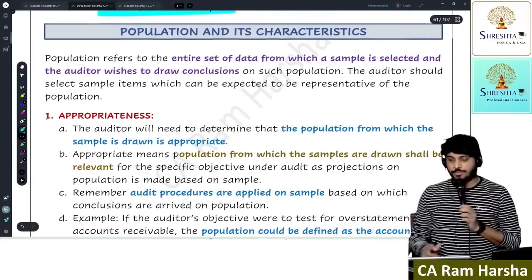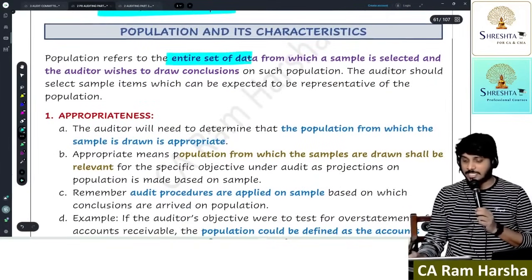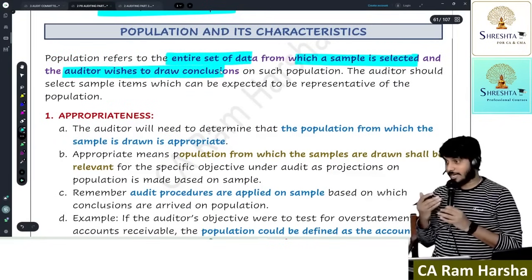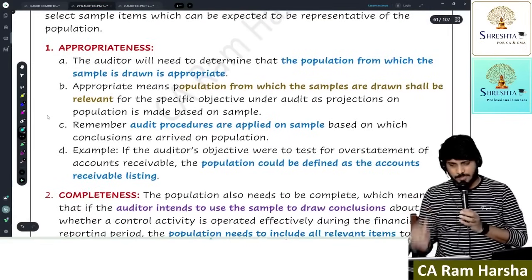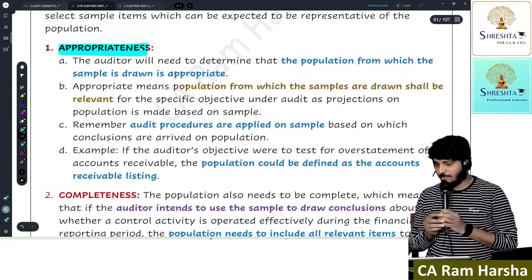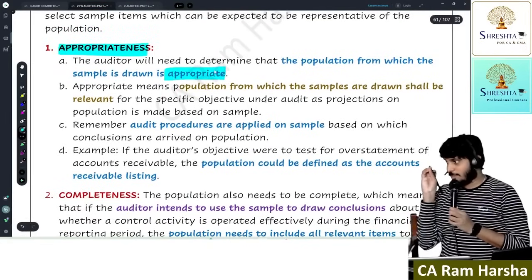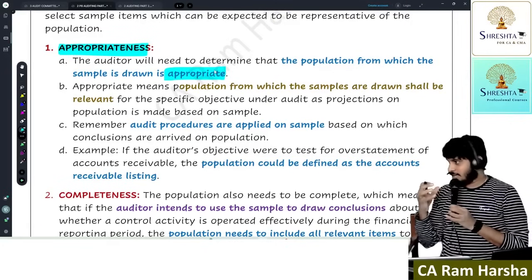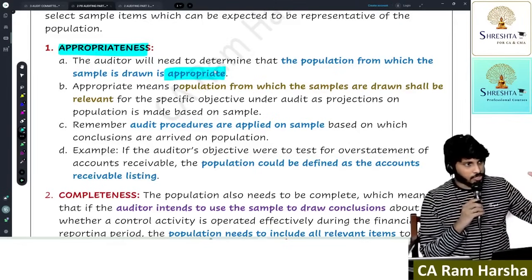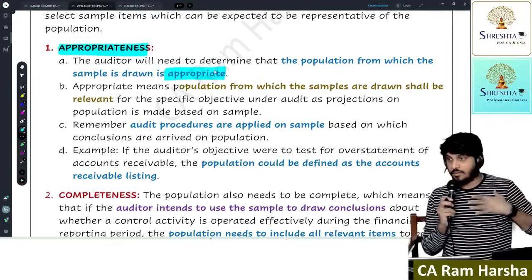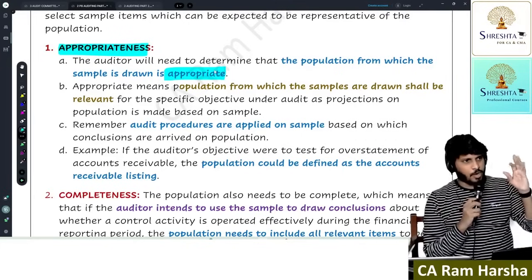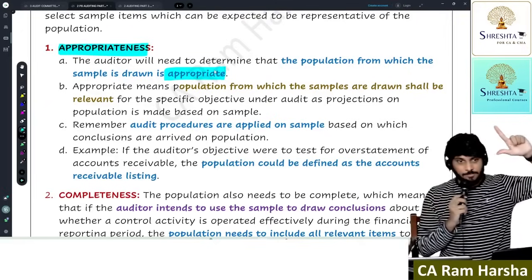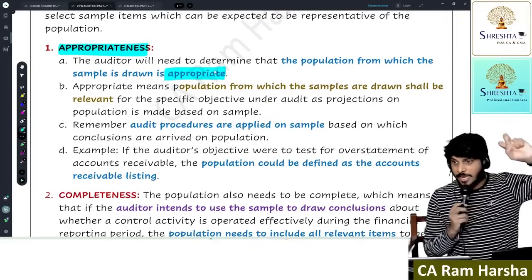Now, what do you mean by population? Population is nothing but the entire set of data from where the sample is selected, based upon which the auditor will draw conclusions on the population. First, a population must be appropriate. Getting it? Appropriate population it should be. Appropriate means what? Relevant. See what you want to verify. Purchases I want to verify. In order to verify purchases, what is the appropriate population? Purchase register, GRN register, purchase order register. These are the appropriate population.